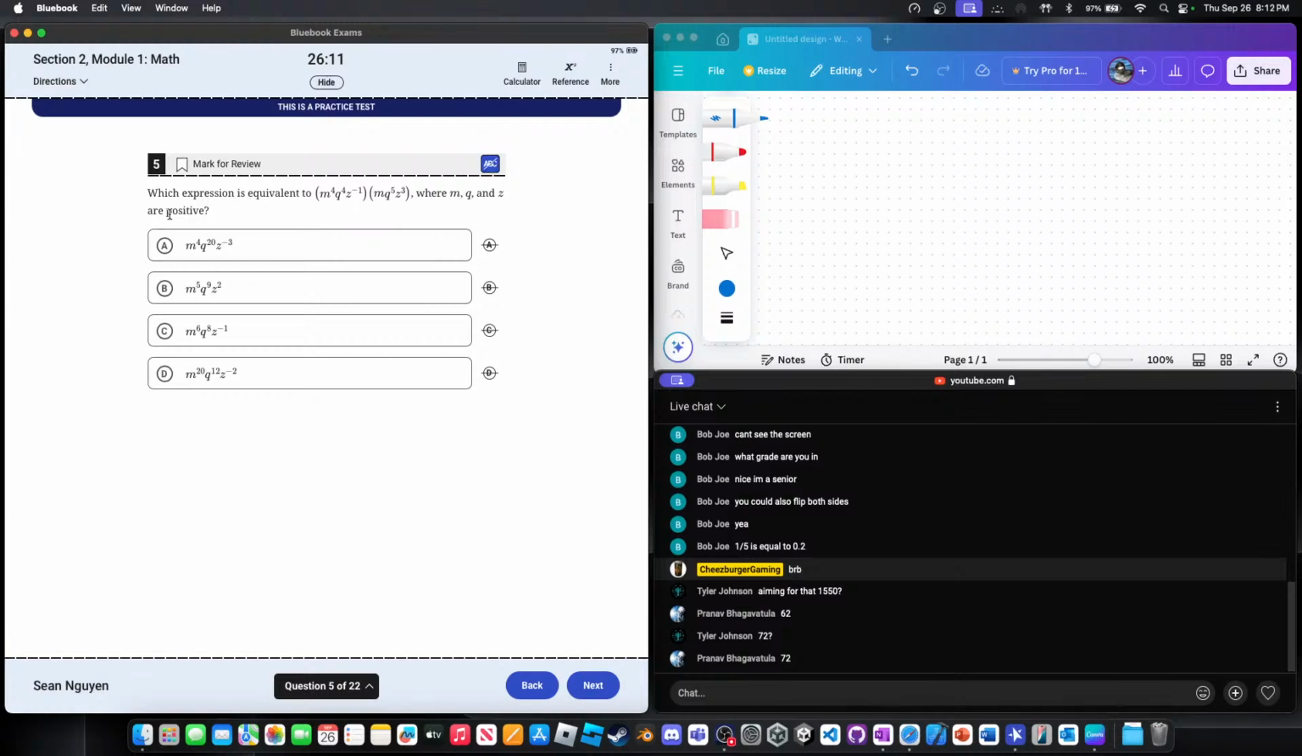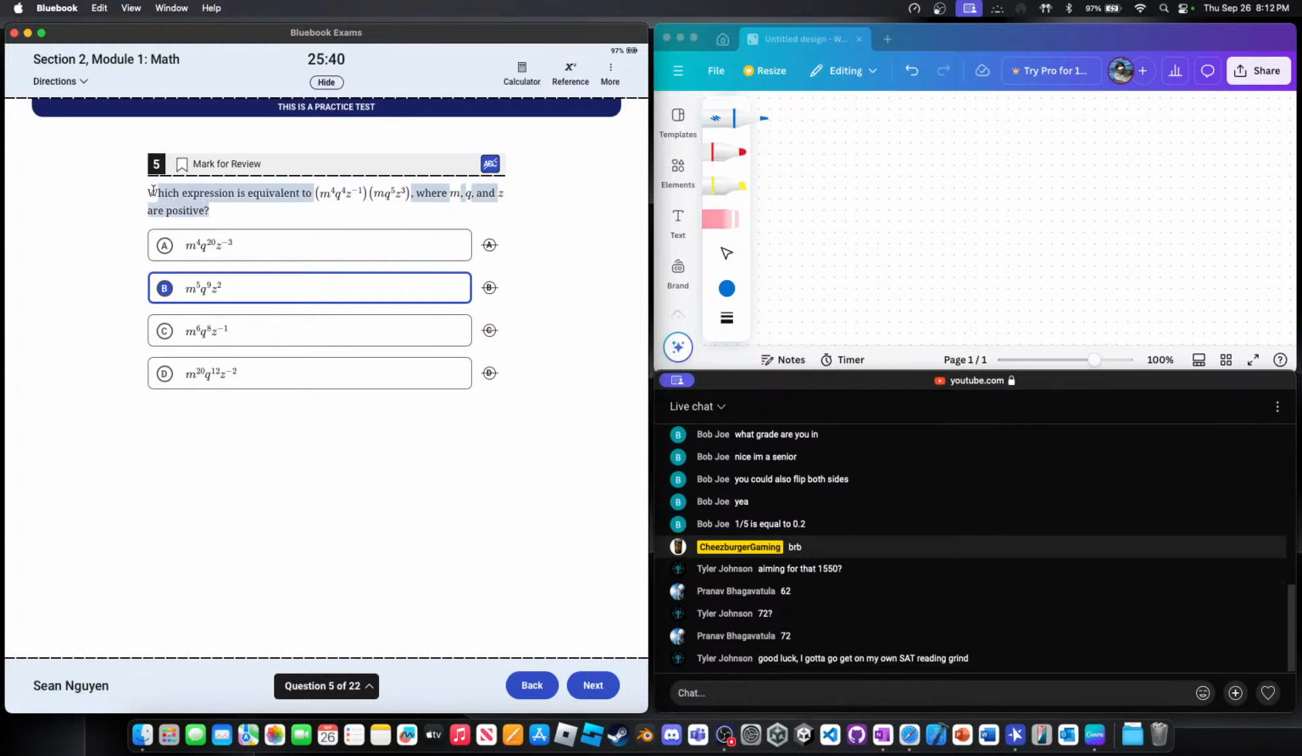Okay, I'm writing down the equation here. So which expression is equivalent? Okay, so let's just multiply these together using... give me 1 second, guys. Looking at M5Q9Z2. I'm looking at that one. If you guys think that is wrong, make sure to tell me.